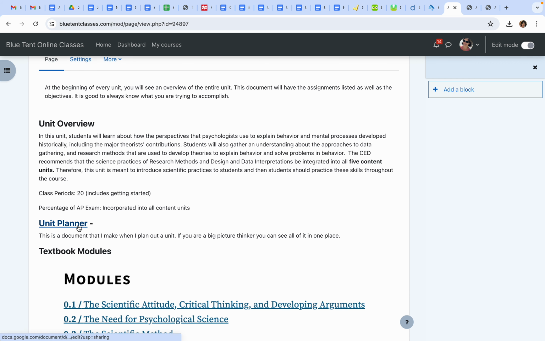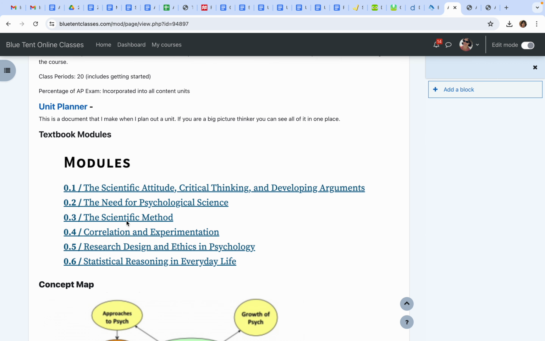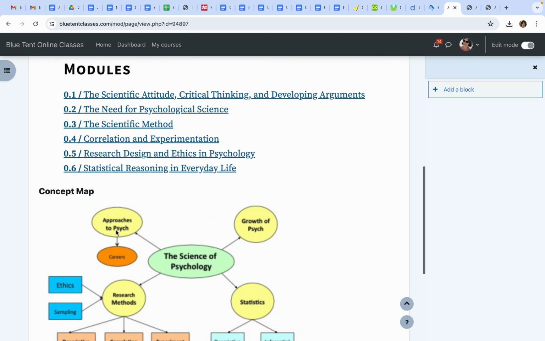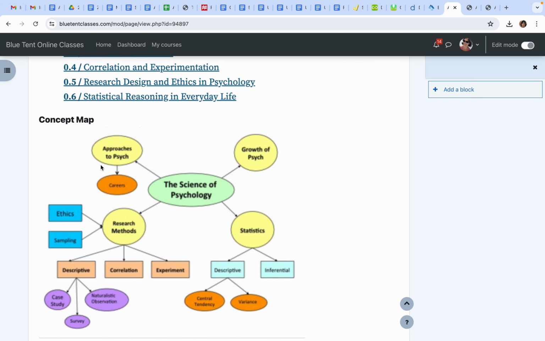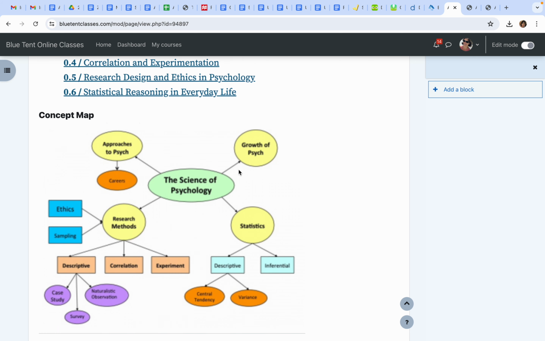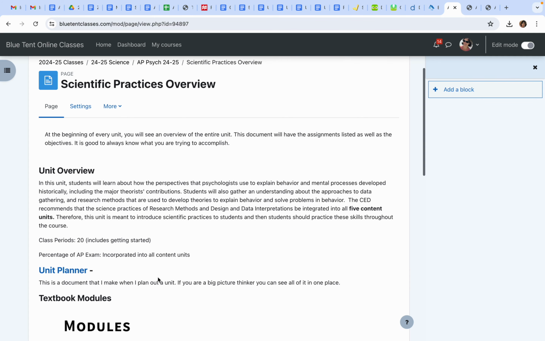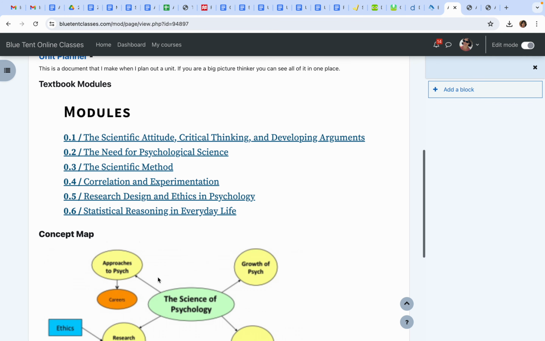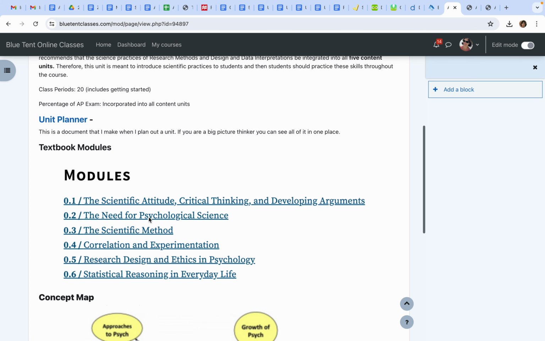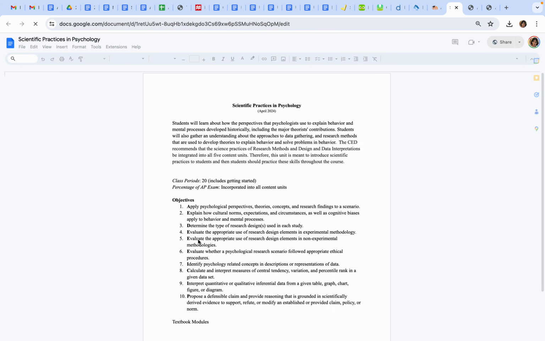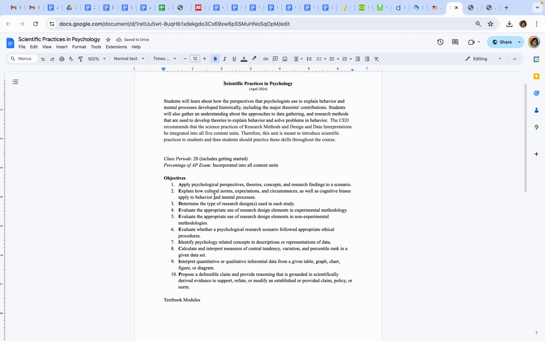There's a unit planner they can click on that shows them what part of the textbook they're going to need. I'm a real big picture person. I like to see what's going on overall, so I'm always showing the big ideas of what's happening in that unit, and I share that with students for every unit. And on this unit planner, it has the objectives.